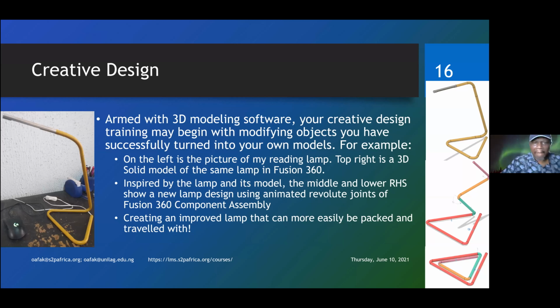Armed with 3D solid model software, your creative design training may begin with modifying objects you have successfully turned into your models. For example, on the left is the picture of my reading lamp. The top right, this one, is a 3D solid model of the same lamp done in Fusion 360. I did this in Fusion 360 after seeing this lamp. Okay, inspired by the lamp and its model, the middle and the lower right-hand side show a new lamp design using animated revolute joints of Fusion 360 component assembly. So see, this one now is my own improvement on this lamp.